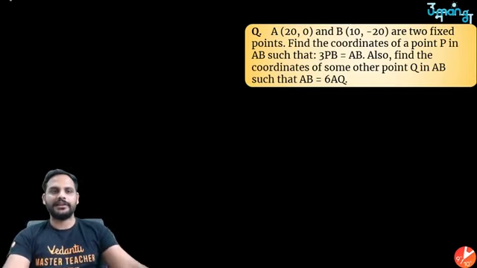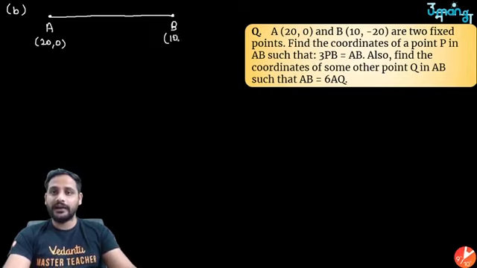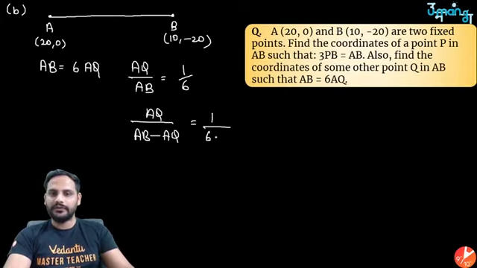ठीक है, नेक्स्ट क्वेश्चन करते हैं बेटा. क्वेश्चन नंबर बी देख लो. अब यहाँ पे तुम्हारे पास में पॉइंट ए आ गया, दूसरा पॉइंट बी आ गया. यहाँ पे पॉइंट ए रहा 20, 0, पॉइंट बी रहा 10, minus 20. अब यहाँ पे बोल रहा है कि AB is equal to 6 times AQ. तो बेटा यहाँ पे अगर मैं इंटरचेंज करूंगा तो AQ by AB मेरे को मिल जाएगा 1:6. करेक्ट है. तो AQ upon (AB minus AQ) will be equal to 1/(6 minus 1).